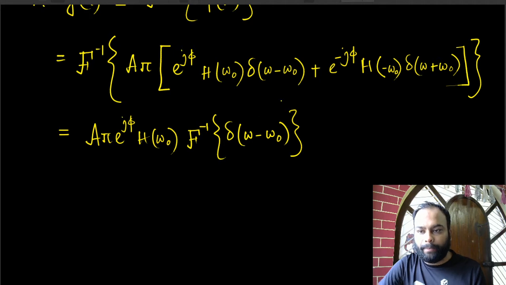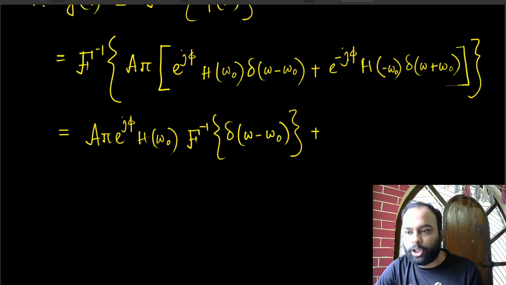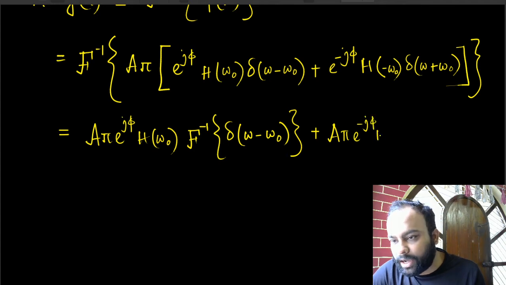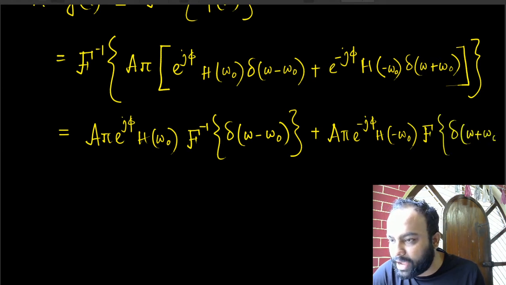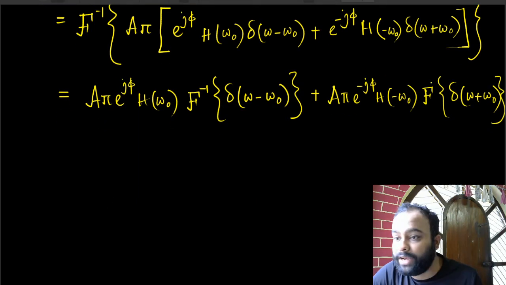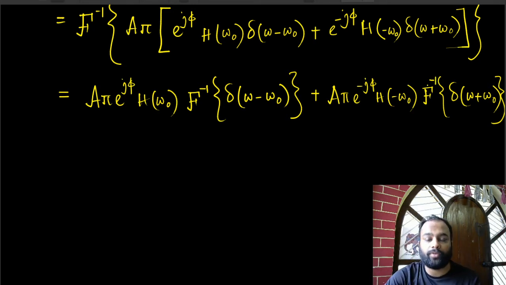Plus similarly, when the Fourier transform gets independently applied on a pi e to the power minus j phi h minus omega naught delta omega plus omega naught, this entire thing a pi e to the power minus j phi h minus omega naught is a constant, so that can go outside. So a pi e to the power minus j phi h of minus omega naught, and then I have the Fourier transform of delta omega plus omega naught here. Sorry, inverse Fourier transform, very sorry. Yeah, inverse Fourier transform, right?